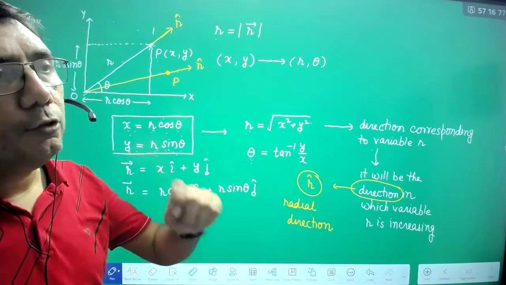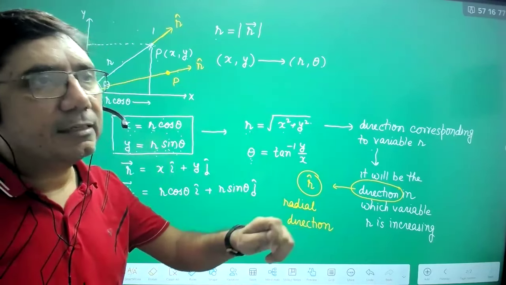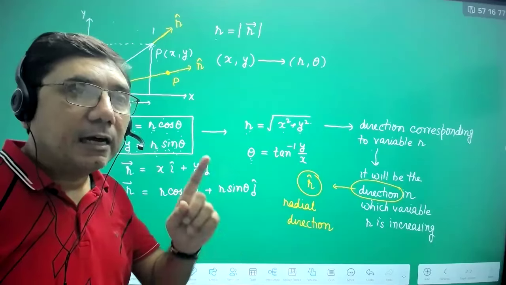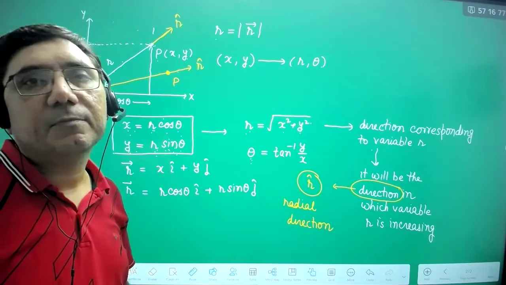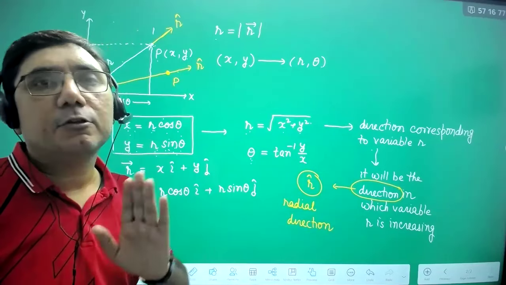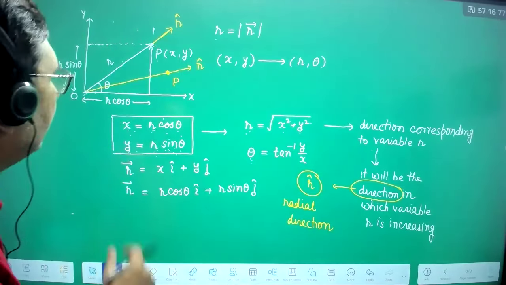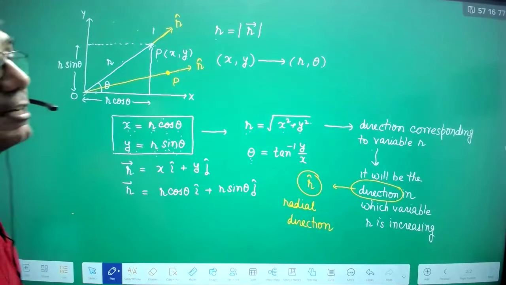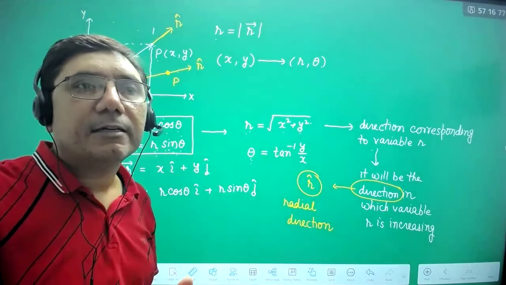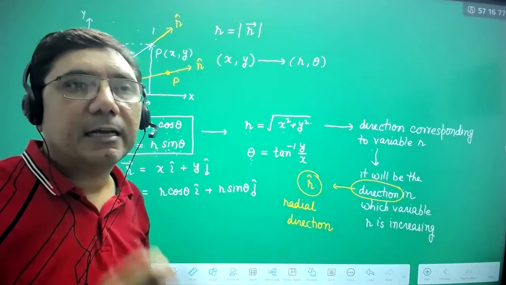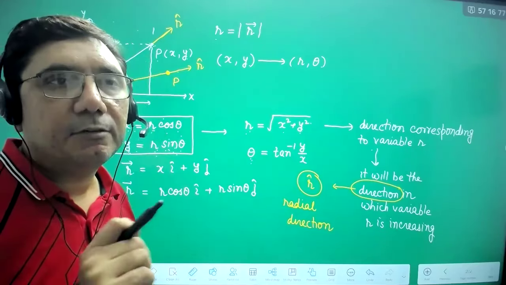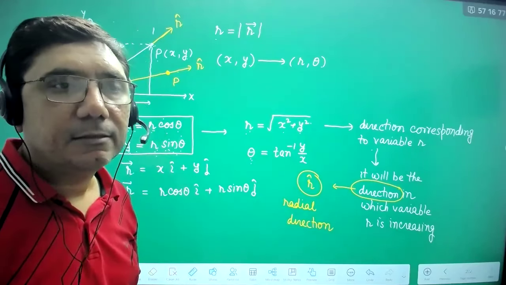So we are creating a new orthogonal axis system in which the direction of r cap is not fixed. This is not a constant vector. dr cap by dt is not going to be 0. So remember this. That's why it is different from the xy coordinate system. In the xy coordinate system, the i cap vector and j cap vector were fixed unit vectors.